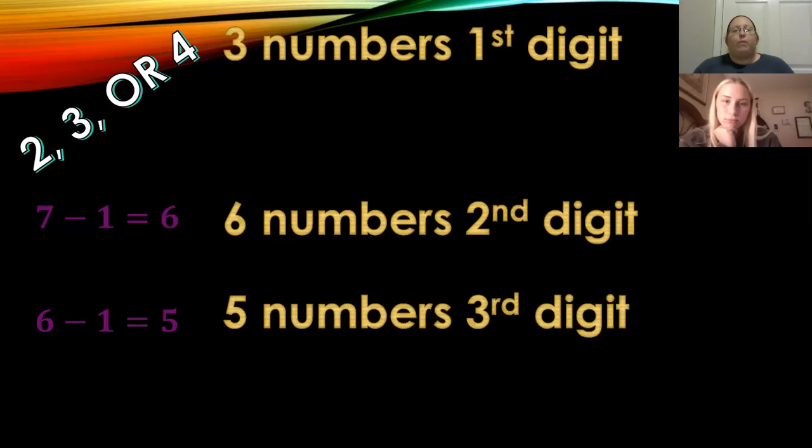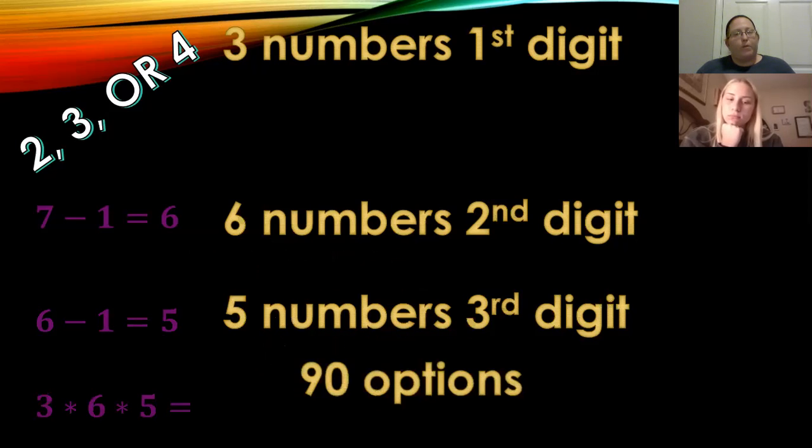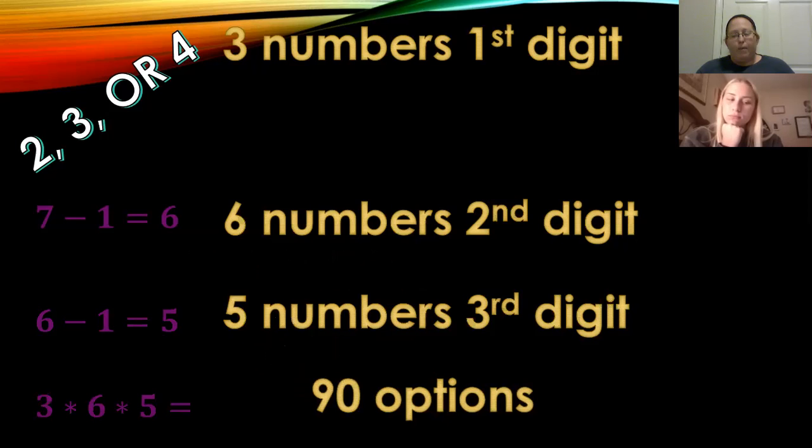So like before, we multiplied them together. You're going to multiply 3 times 6 times 5, which gives you 90 options for your 3-digit numbers, as long as they start with 2, 3, or 4.